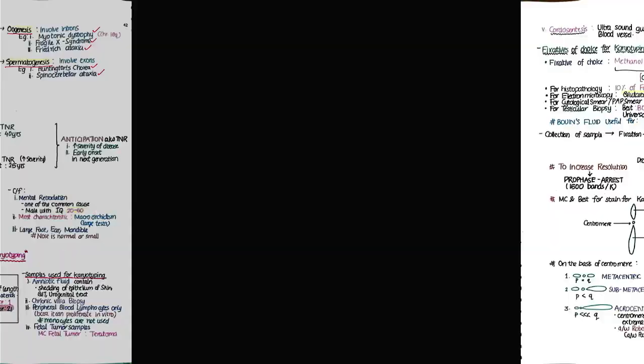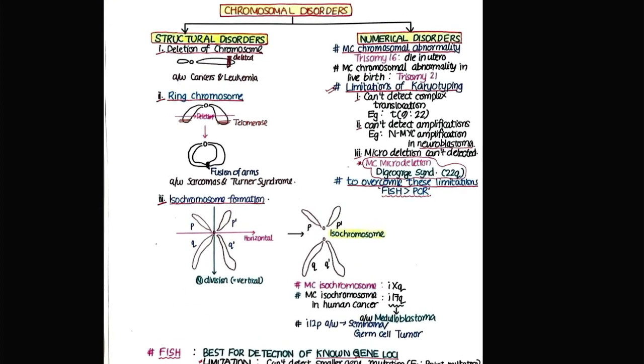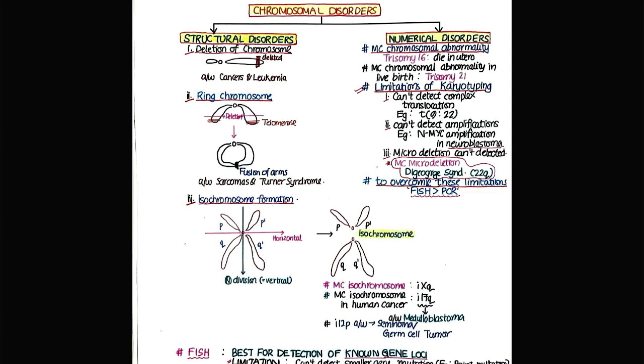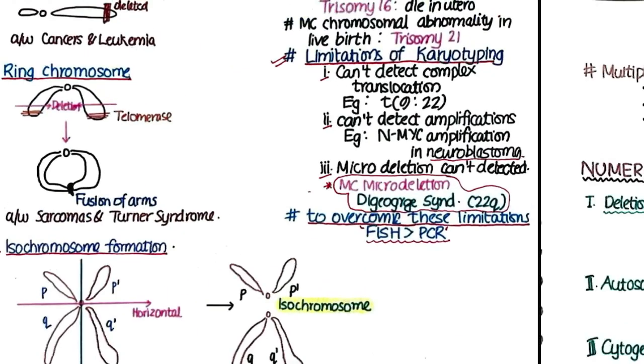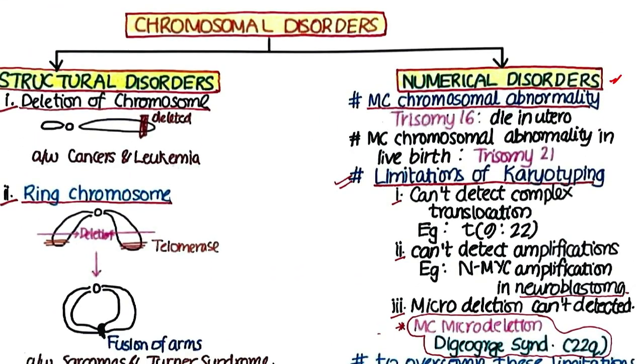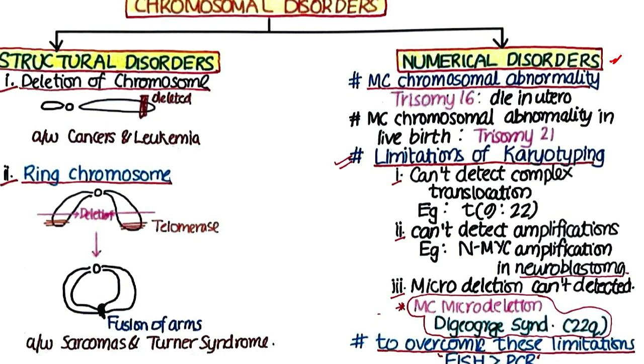Right. Now let us jump on to the chromosomal disorders. There can be structural, there can be numerical. Structural means the structure of a chromosome is affected. There can be deletion, ring chromosome formation, isochromosome formation. There can be translocation, inversion also. In numerical disorders, there will be a decrease or increase in the number of chromosomes. If one autosome is in excess, it is called trisomy. And if one chromosome is in deficiency, it is called monosomy.